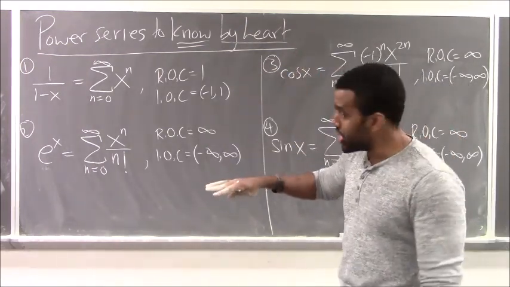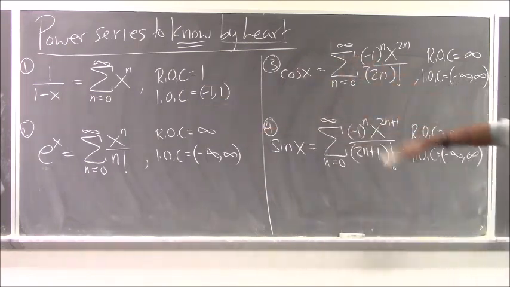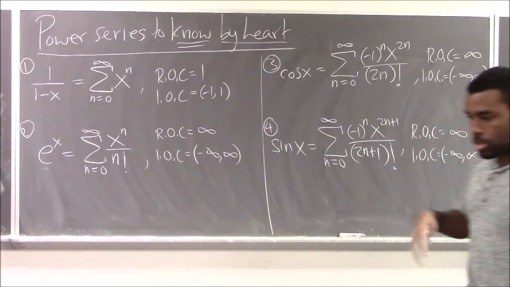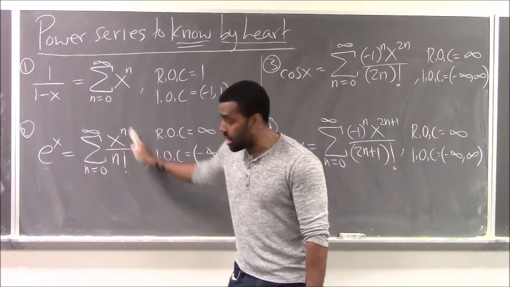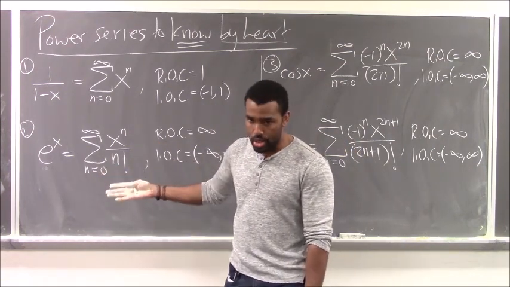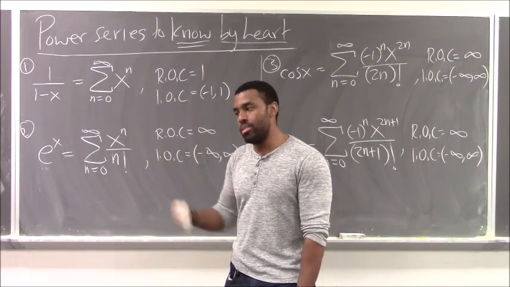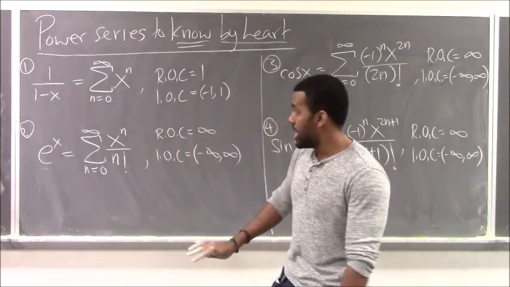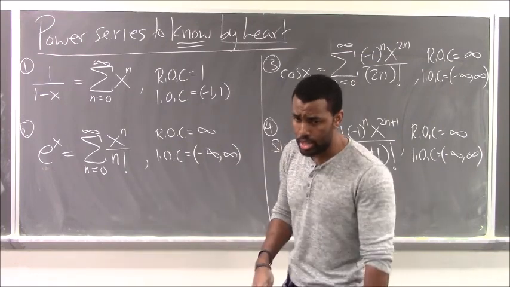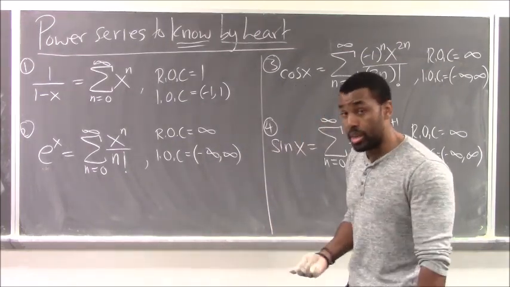Takeaway from this section is you need to have these 4 things memorized, as well as the process of actually creating a series like this. You should know how to do that. So know how to take n derivatives, find a formula for the nth derivative, evaluate it, come up with a pattern, and actually construct this series from scratch. That is something that you're expected to know how to do.